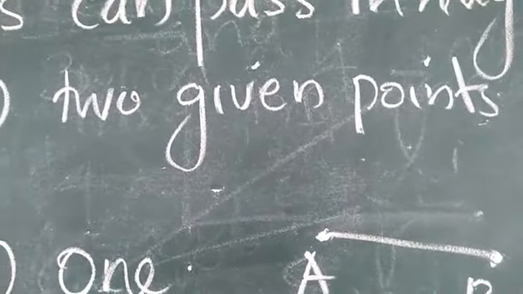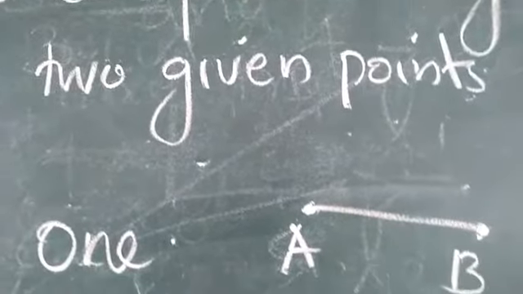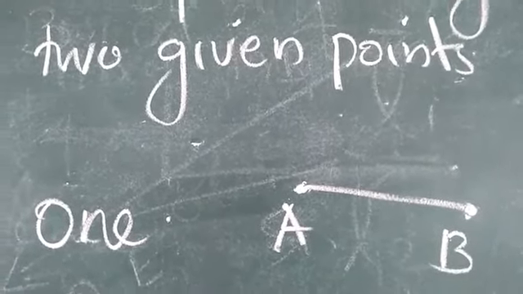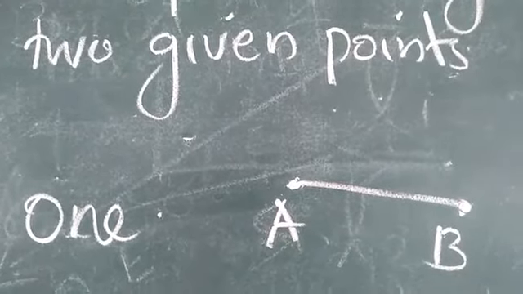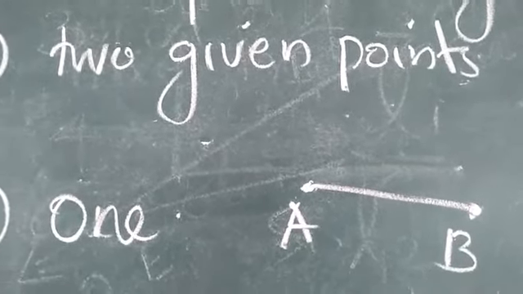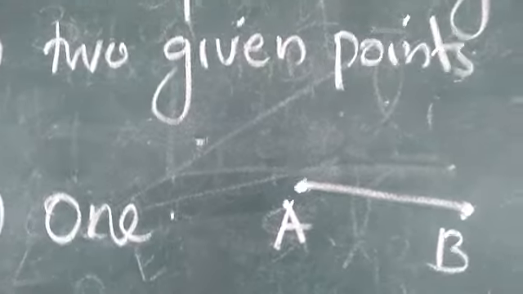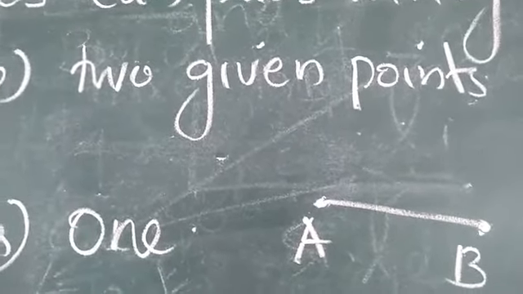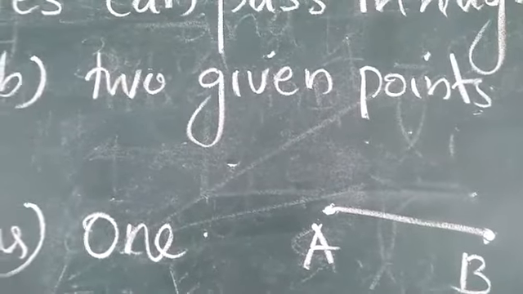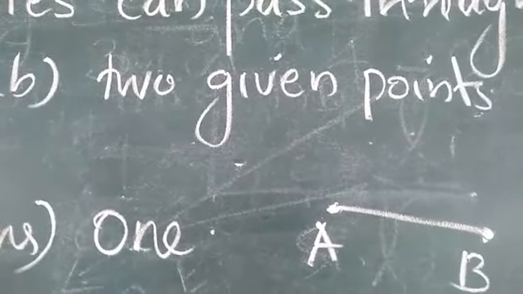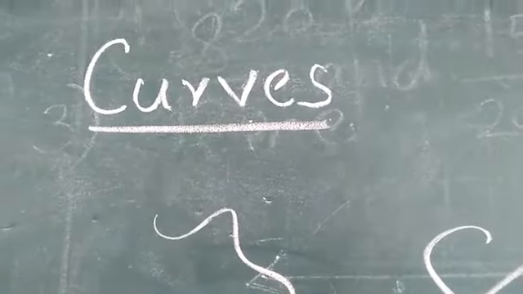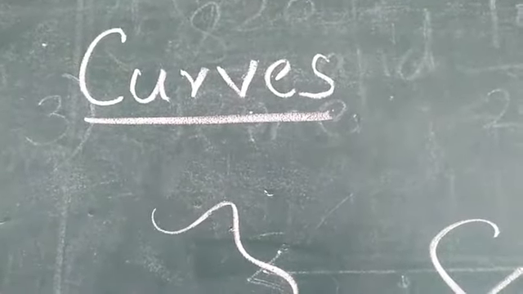2 given points, we can assume A and B are 2 given points. How many lines can be drawn through A and B? Only 1 line can be drawn. So the answer is 1. Understood? Through 1 point we can draw many lines, but through 2 given points we can draw only 1 line. That's it.